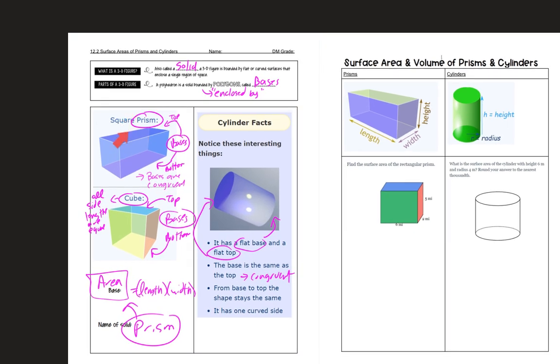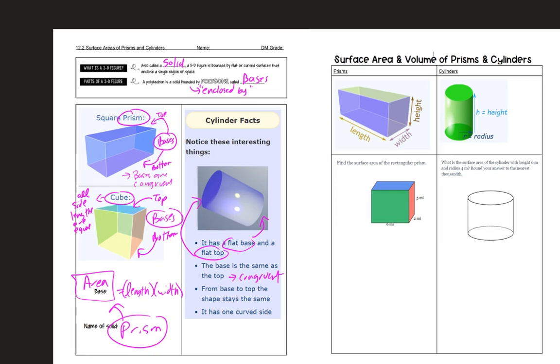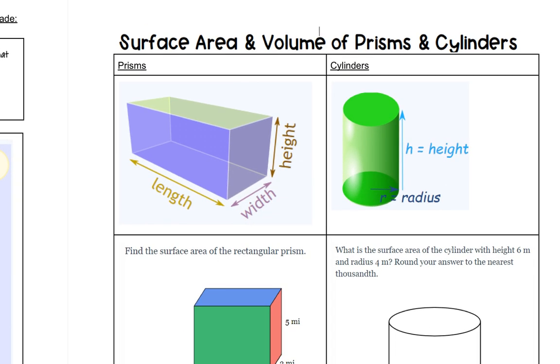So then we have a square prism, which has bases that are squares, and then a cube means all the sides are the same. All right, so keeping that in mind, that's all we need to know. Let's get right into some practice on finding the surface area.